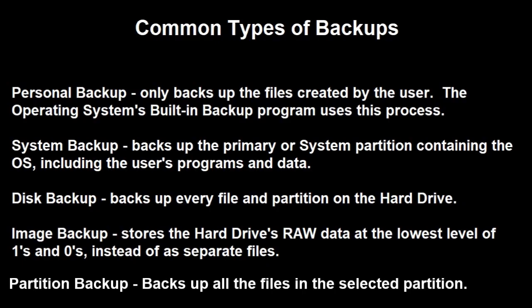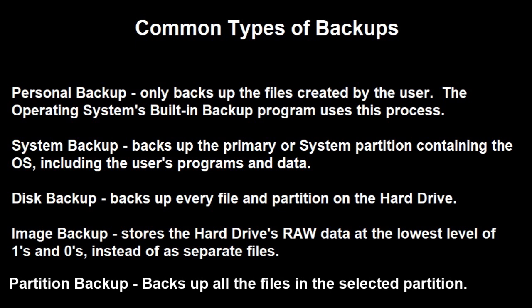There are five types of backups that can be used to archive your data. The personal backup is pretty much what the name implies. The process will only back up the files created by the user. This includes pictures, videos, documents, emails, music, downloads, and so forth. However, this process does not back up the operating system or your programs.